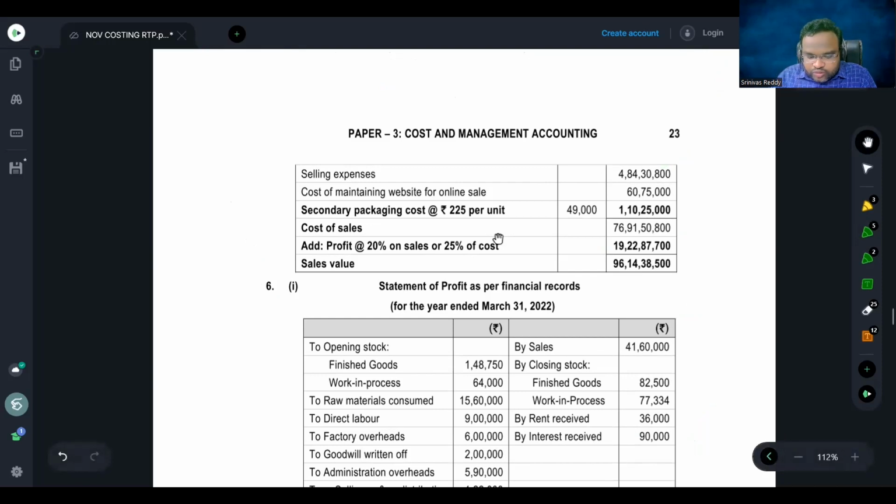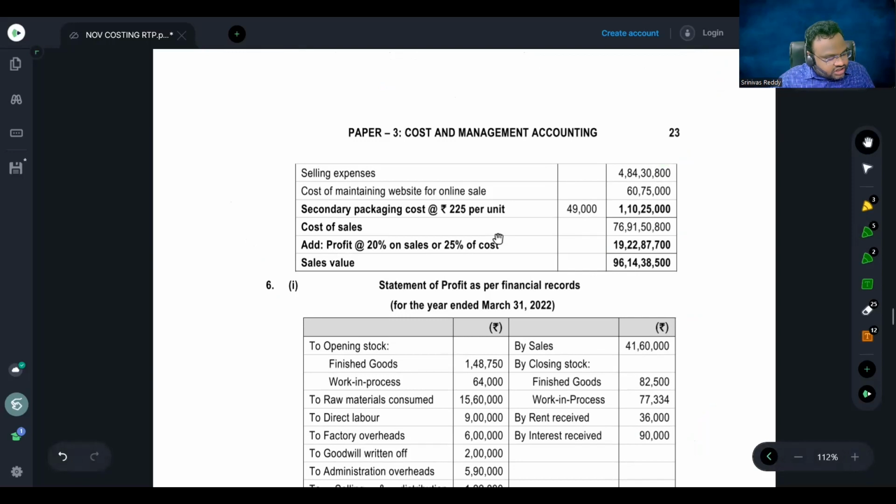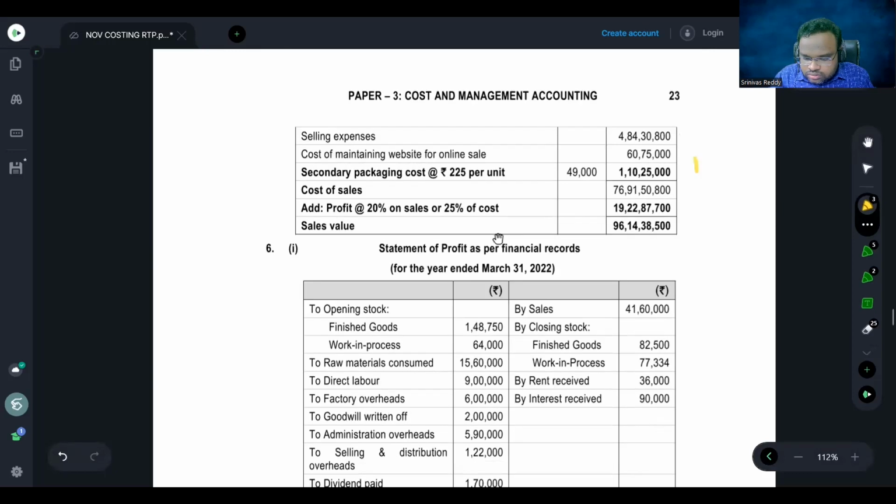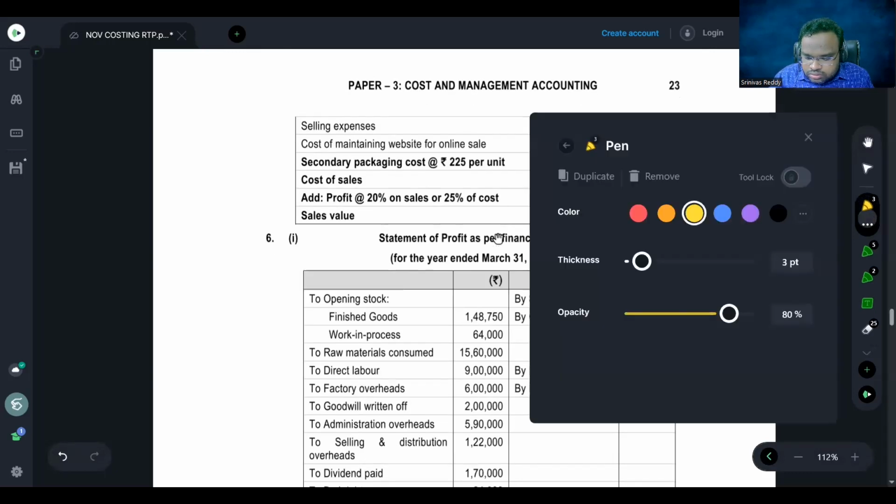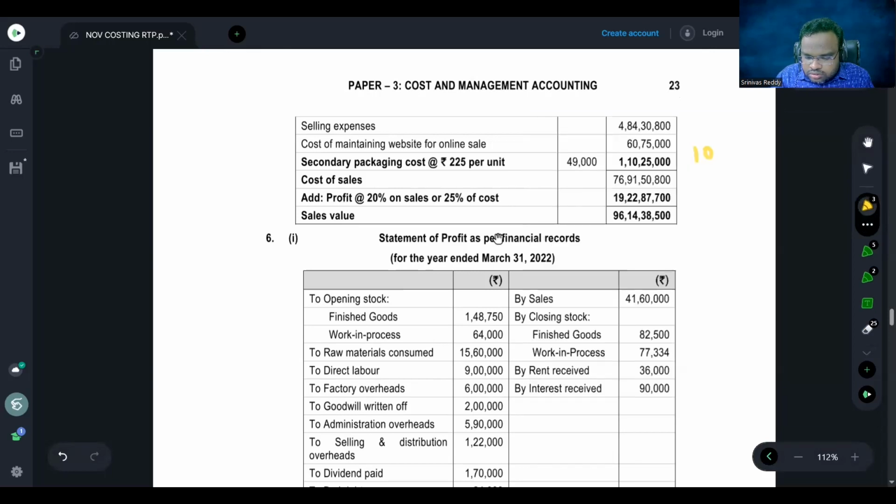For this cost of sales, you'll be adding how much amount? How much did they say in the question? I think it is 20 percentage on sale. If it is 20% on sale, how much would it be on cost? Let us assume sale is 100. No, no, wait. 20% on sale means, so 80 rupees.